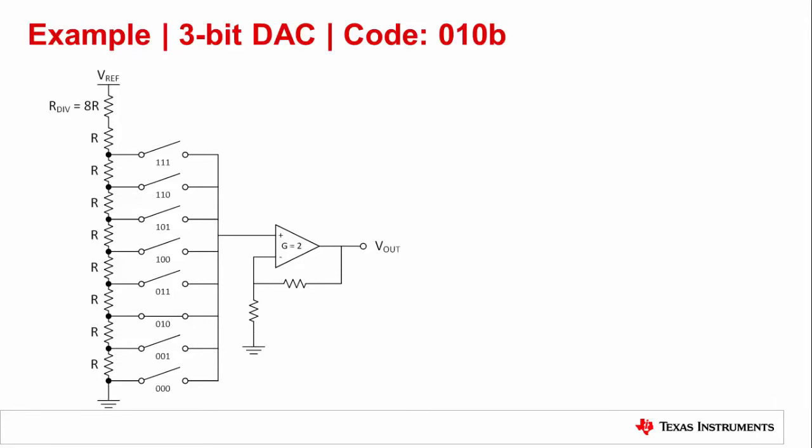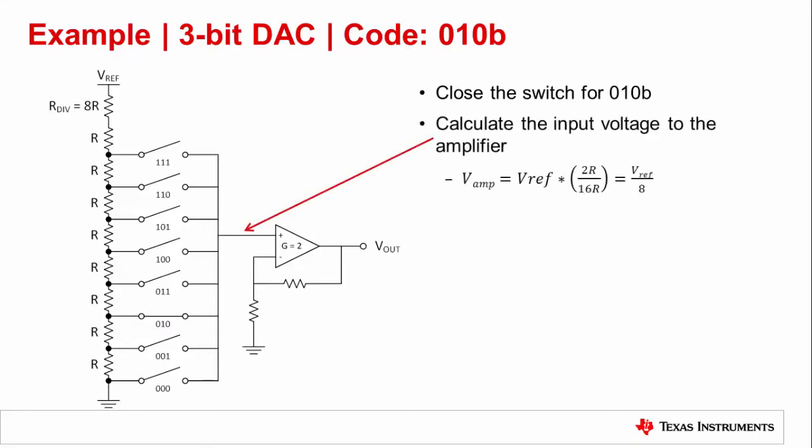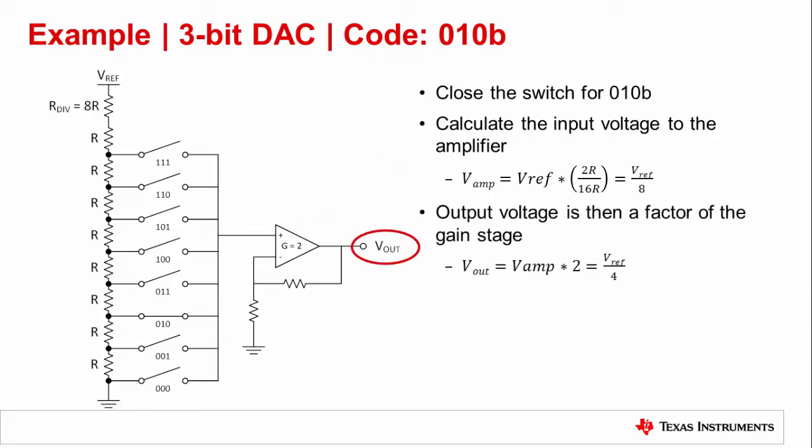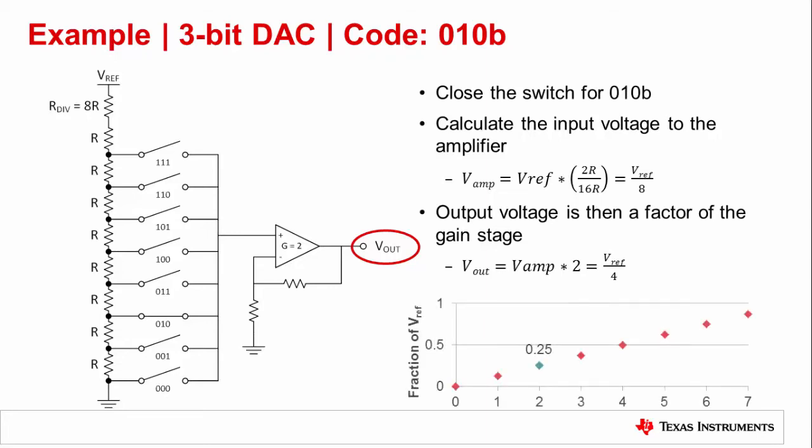Let's take a look at an example with a 3-bit string DAC. Suppose the code written into the device is decimal 2, or binary 010. First, we close the switch that maps to binary 010. Calculating the voltage at the non-inverting terminal of the amplifier then becomes a simple resistor divider equation. Make sure to take into account that the RDiv resistor has a value of 8R. Finally, we apply a gain of 2 through the amplifier for a final value of 1/4 the voltage reference. Looking at a 3-bit DAC transfer function, we can see that our calculated answer matches the ideal function.